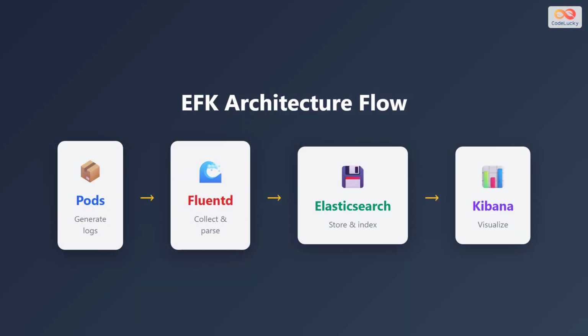Understanding the EFK Architecture Flow is crucial for implementing the stack correctly. The data flows through four stages. First, your Kubernetes pods generate logs as they run. These logs are written to standard output and stored on the node's file system. Second, Fluentd agents running on each node collect these logs and parse them according to configured rules. Third, the parsed and enriched logs are forwarded to Elasticsearch, where they're indexed and stored in a structured, searchable format. Finally, users access Kibana's web interface to visualize, search, and analyze the logs stored in Elasticsearch. This pipeline ensures that all log data flows seamlessly from generation to visualization.